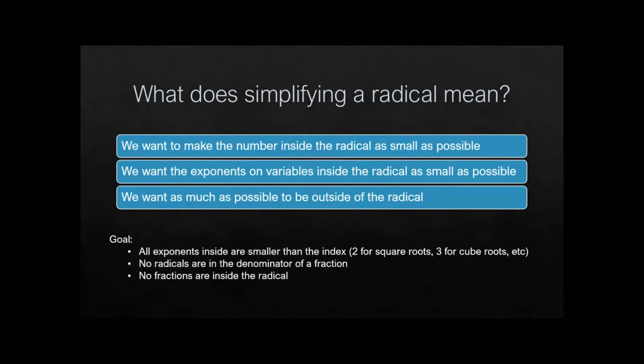So any exponents on the inside should be smaller than whatever the index is. So if you have a square root, you don't want to have any exponents on the inside. You don't want to have any fractions with your square root symbols or radicals on the denominator. We like to put them on top. And we don't want to really keep any fractions inside our radicals because it's just harder to work with. So those are the general rules.